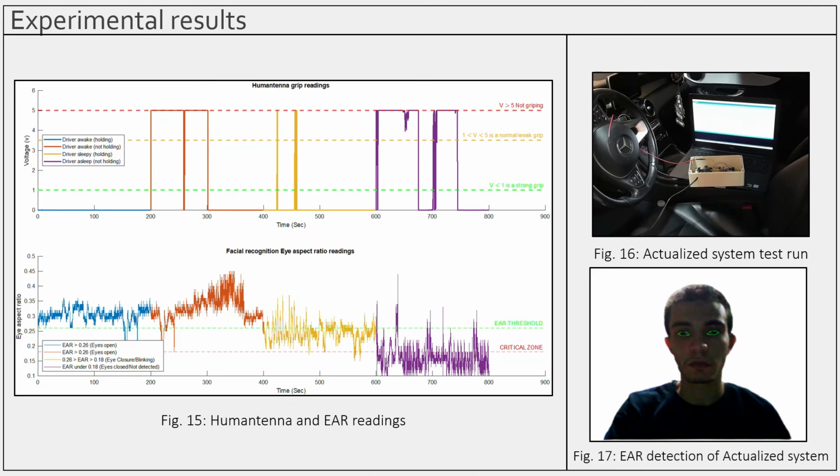open, and the red critical threshold 0.18 represents your eyes being closed or not detected. Figure 16 shows the test run in which we extracted our data, and also it's the view of the system and the setup. While figure 17 shows a picture of the EAR facial feature extraction algorithm being run on Engineer Shahab during the test run.